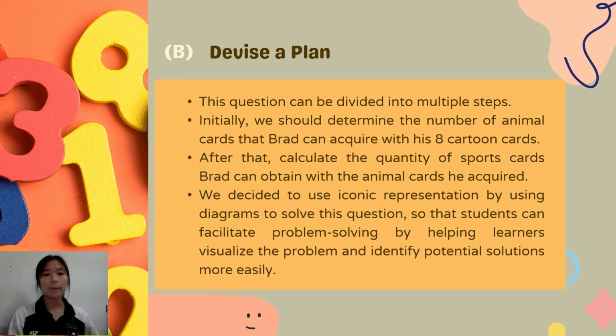Next, devising a plan. This question can be divided into multiple steps. Initially, we should determine the number of animal cards that Brett can acquire with his 8 cartoon cards. After that, calculate the quantity of sports cards Brett can obtain with the animal cards he acquired. We decided to use iconic representation by using diagrams to solve this question, so that students can facilitate problem solving by helping learners visualize the problem and identify potential solutions more easily.